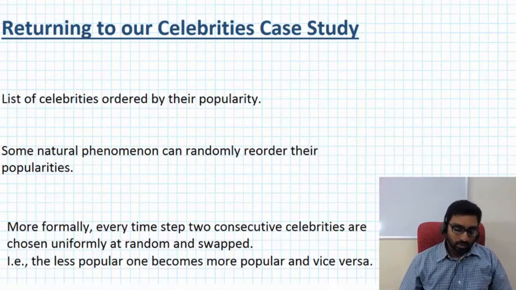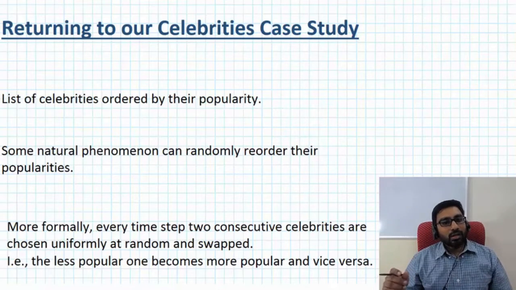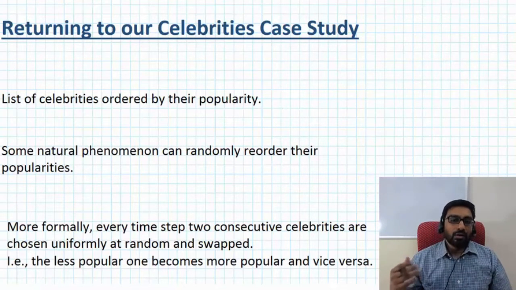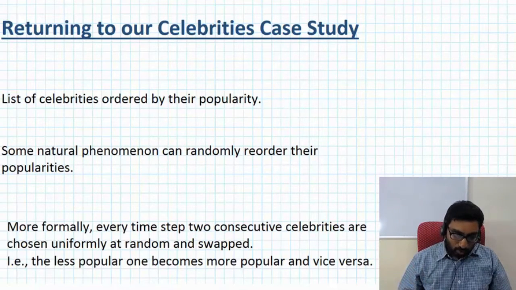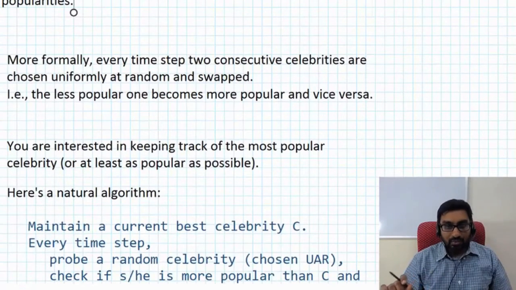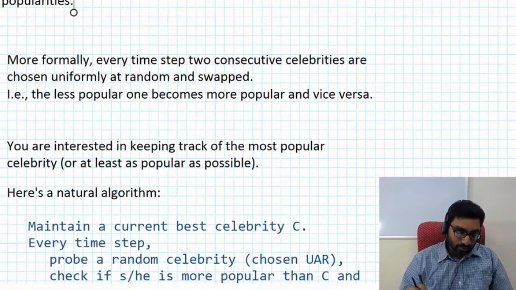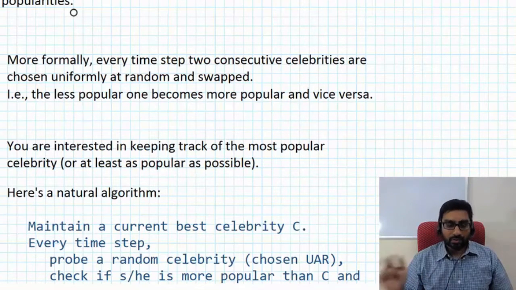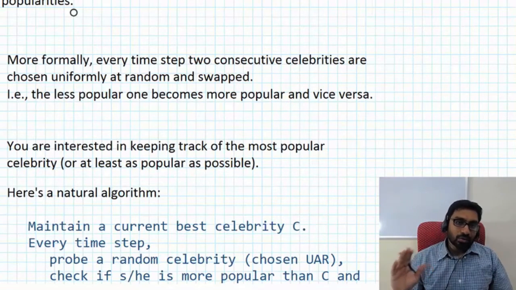So just to remind ourselves, we're given a list of celebrities, and they're ordered according to their popularity. There's some natural phenomenon at work by which these celebrities' popularities get reordered one step at a time. And so this is a very dynamically changing order. More formally, every time step, two consecutive celebrities are chosen uniformly at random, and their popularities are swapped. So the less popular one becomes the more popular one, and vice versa. And we're interested in keeping track of the most popular celebrity.